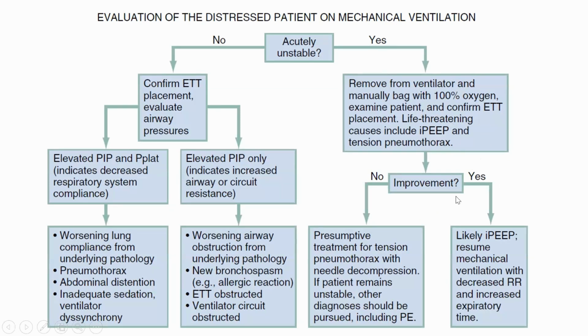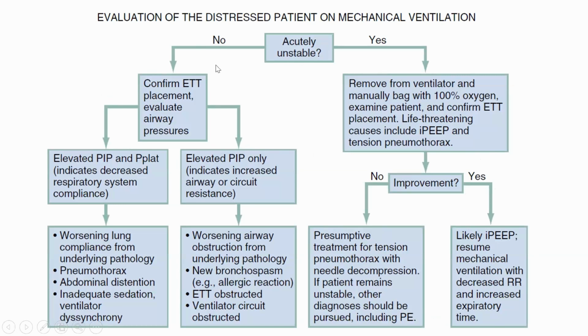So if the patient improves after the needle decompression, or after the secretions are suctioned out, you can connect the patient to the ventilator again and look at the ventilator graphs to look for the specific cause of the problem. Or if there is no improvement, still presumptively treat for tension pneumothorax with needle decompression and chest tube. Okay, and you should also consider other vascular causes like pulmonary embolus.